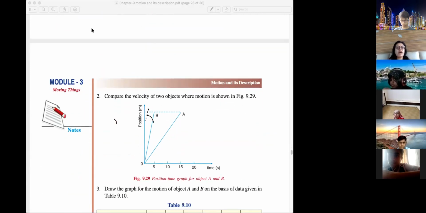Okay, now here, compare the velocity. Same thing which I was asking. Now compare the velocity. Which object, B or A, is moving faster? Which line is more steep? That object is moving faster. So you have to compare the speed. Safia, can you answer? Farhana, can you tell me which object is moving faster? This is A's graph and this is B's graph.